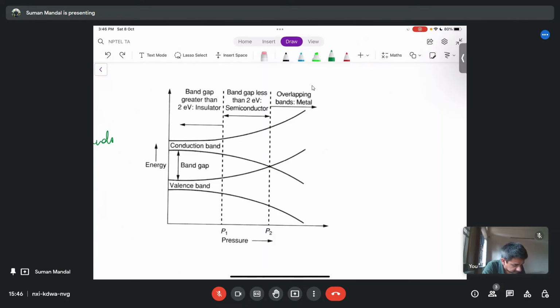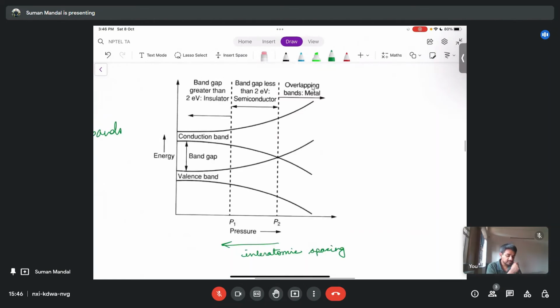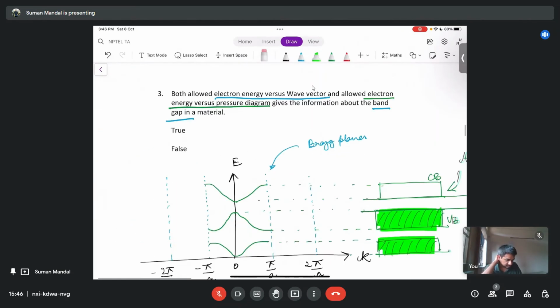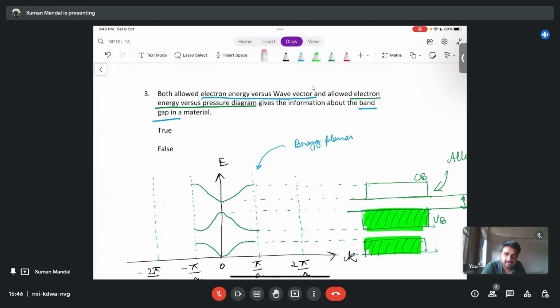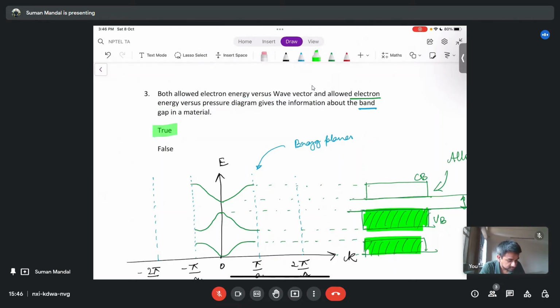You can do it like this. And so even from an energy versus pressure diagram, you can calculate the band gap. The band gaps are different in different locations, and here it is metallic in this regime. So both from the electron energy versus wave vector and electron energy versus pressure diagram, the band gap of a material can be found out. So the answer is true.